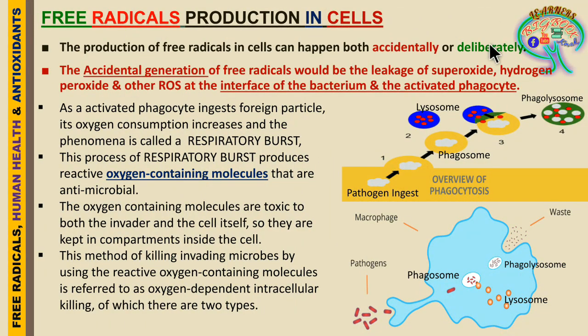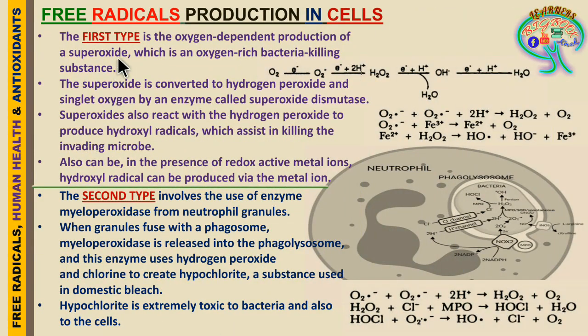Here also we have discussed that superoxide, hydrogen peroxide and other ROS will be produced during this accidental process at the interface of the bacterium and the activated phagocyte. Followed by this phenomenon, this oxygen dependent intracellular killing is of two types. The first type is the production of superoxide, which is an oxygen rich bacteria killing substance.